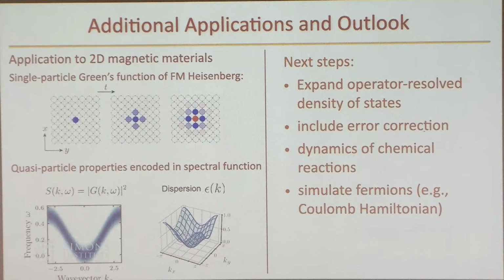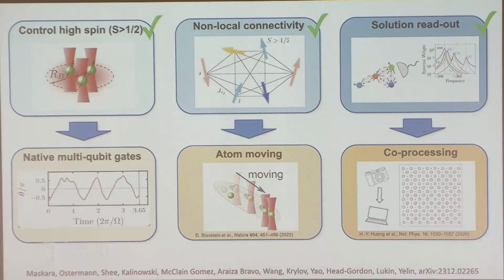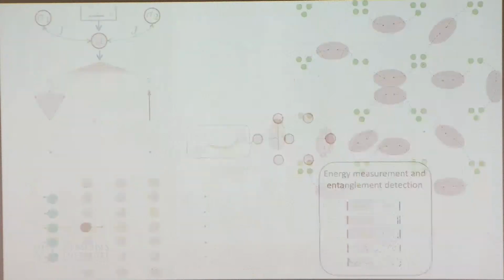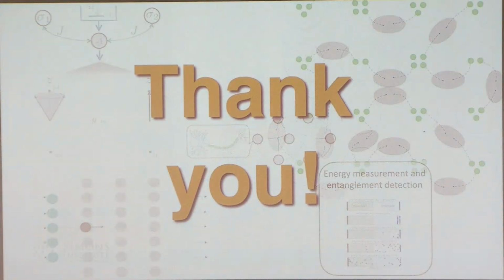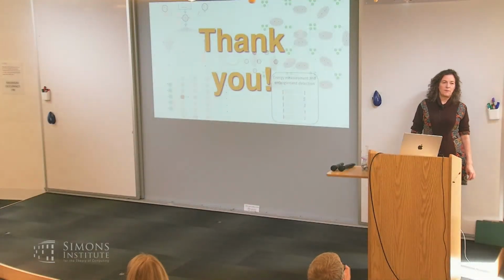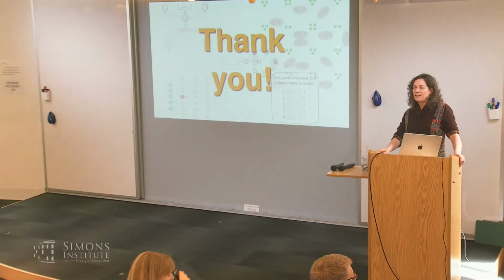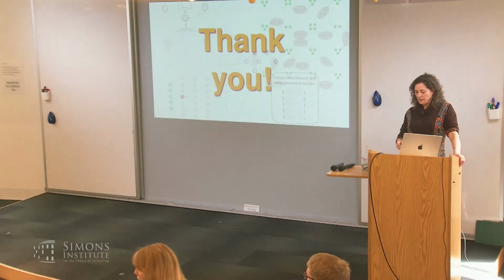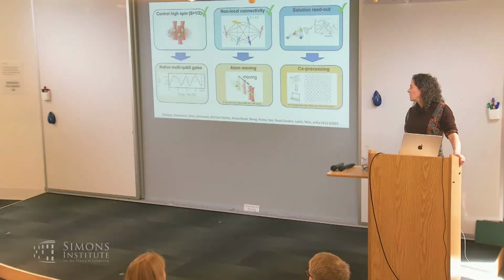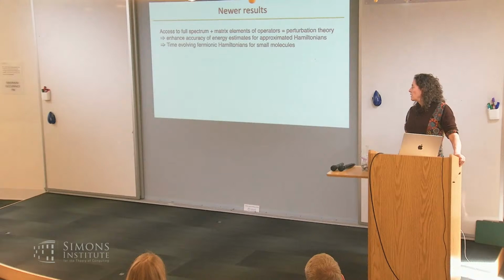And then, of course, the biggie is to actually go to fermions. This is the question that Susanne asked before. We want to go from pure spin to the full fermions, where the electrons can also move around. And that's it. This is basically the full program again. And with that, I want to thank you.